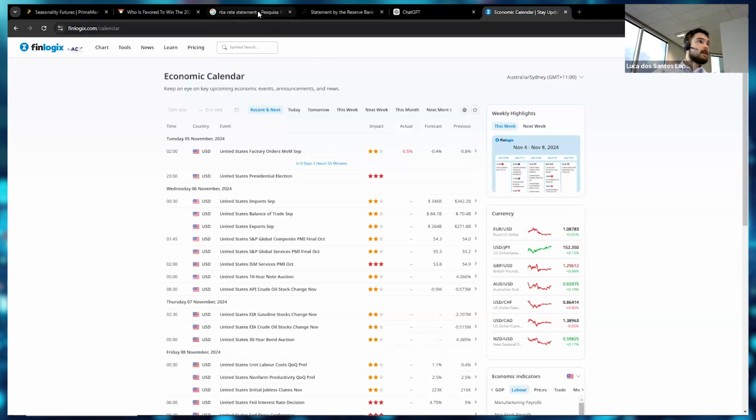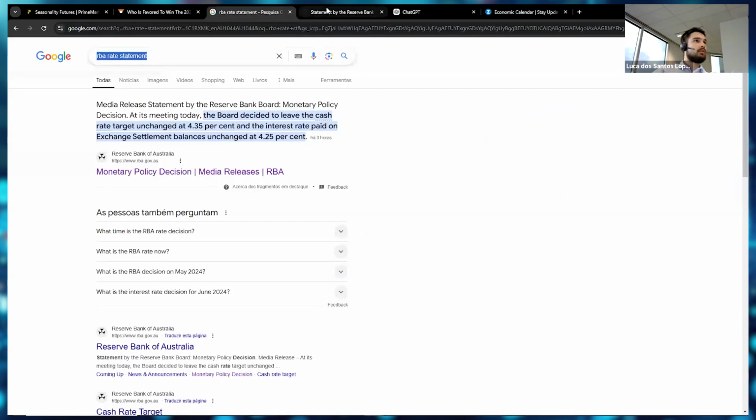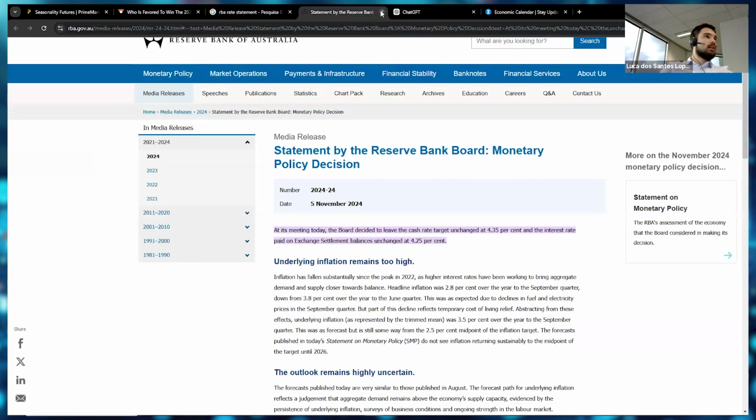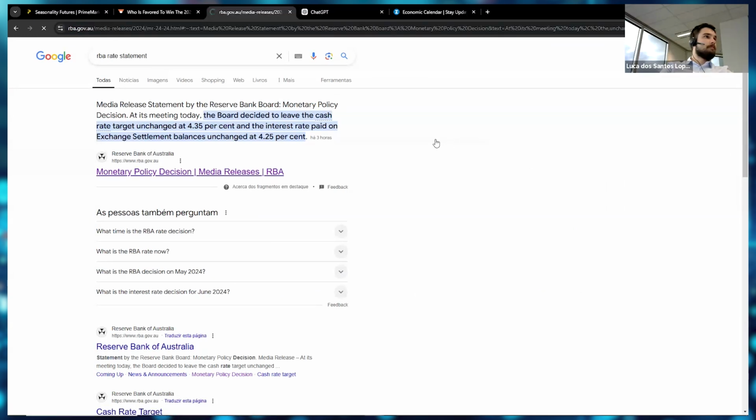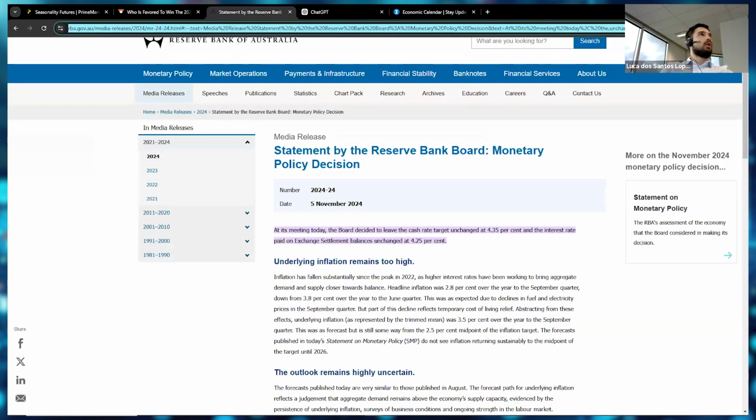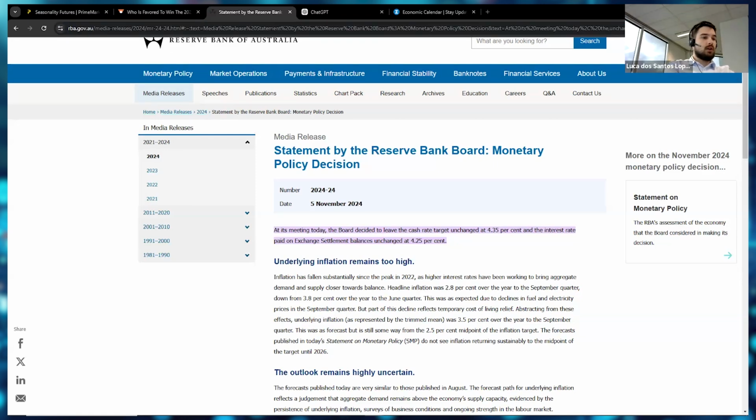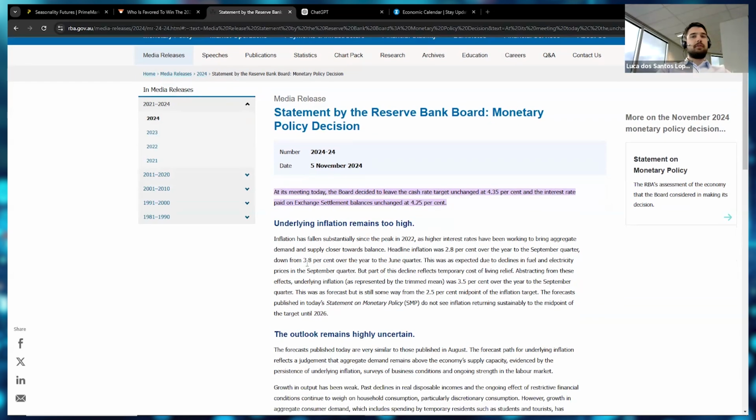Okay, so let's just start with the RBA pausing the rates. If you type RBA rate statement on Google and click on monetary policy decision, you're going to come to this page. If you click here, you come to this page, and I will send the link to everyone so we don't get lost. So, the RBA on the 5th of November has paused the rates, and there are some things I want to talk about.